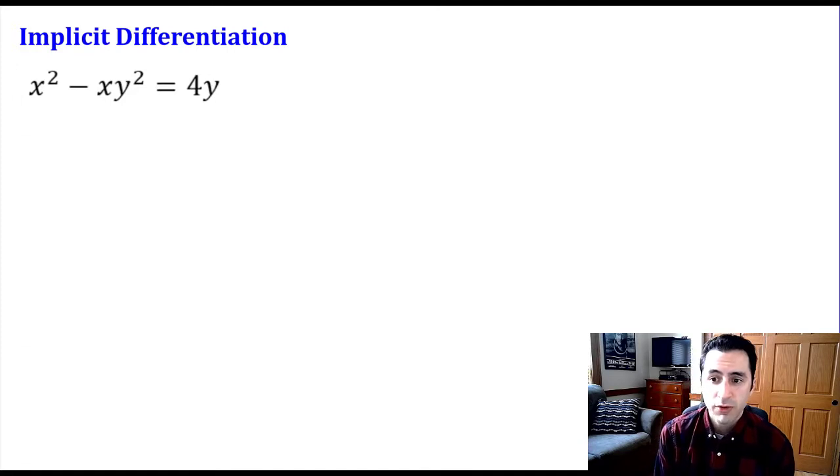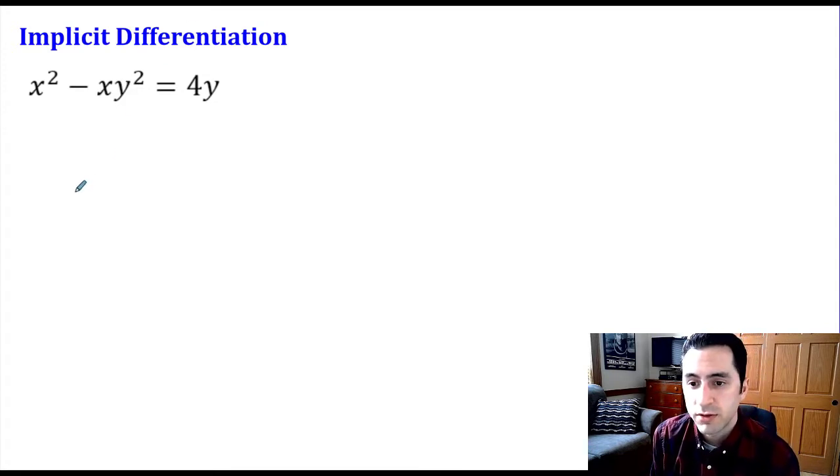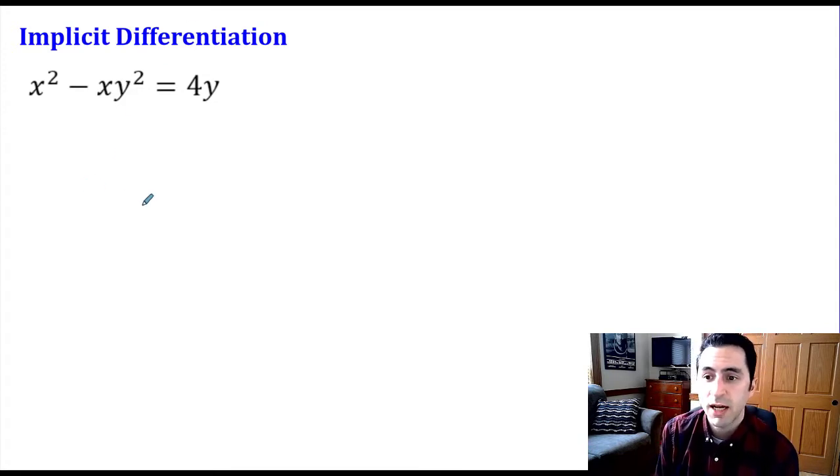While we go through this, we are going to need to use some of our other methods as well. We may need to use the product rule or the quotient rule, or the power rule as well. So here's my equation: x squared minus x times y squared is equal to 4y. Again, this is an equation that is defined implicitly, in terms of x and y. The y is not all by itself, with everything else in terms of x.